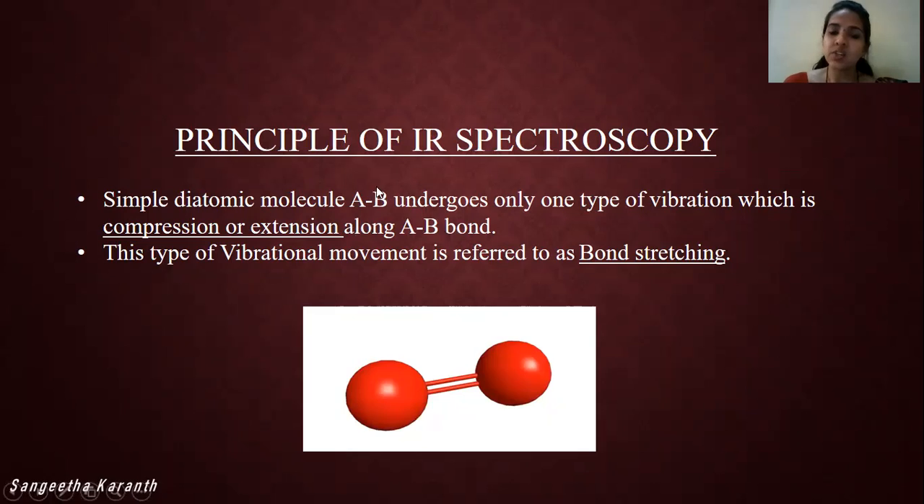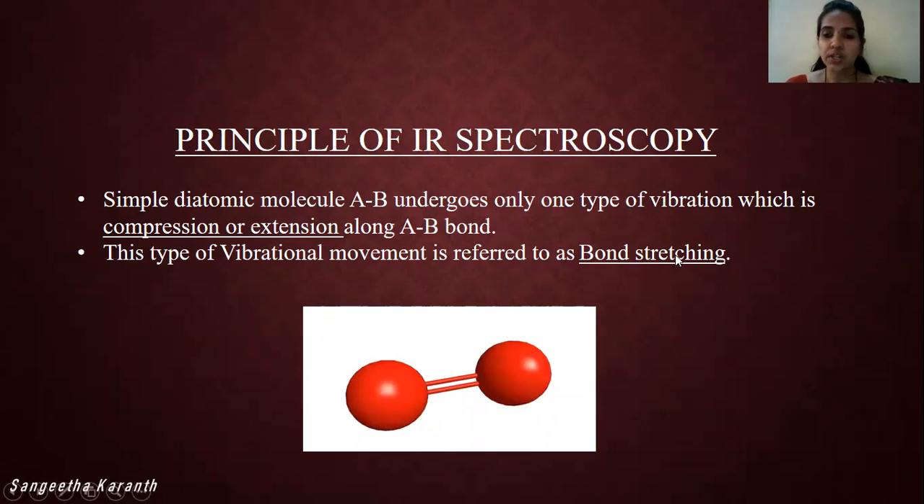Here, let us just consider a simple molecule that is represented by AB. AB is nothing but two different atoms which are connected to each other by one single bond. Suppose there is only one bond between the two different atoms, then what are the changes that are occurring when this molecule absorbs radiation in the IR region? The only vibration that is possible when a diatomic molecule absorbs radiation in the infrared region is bond stretching.